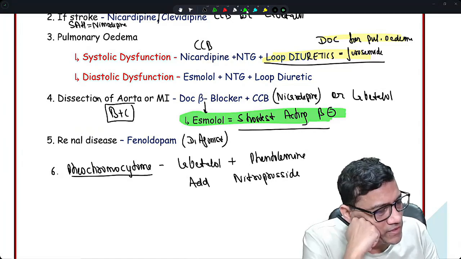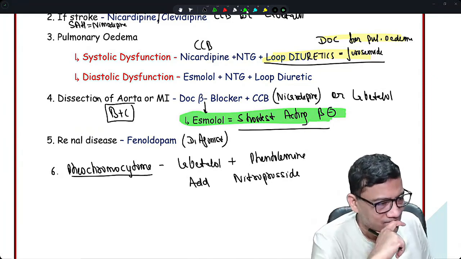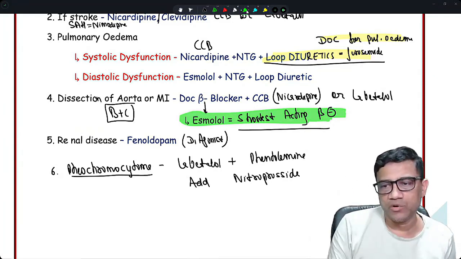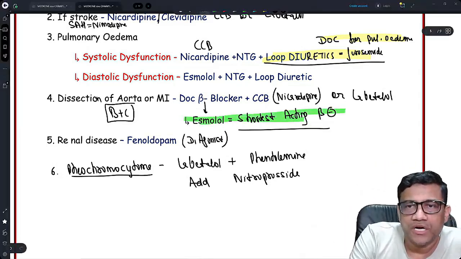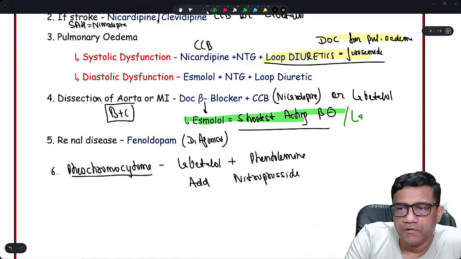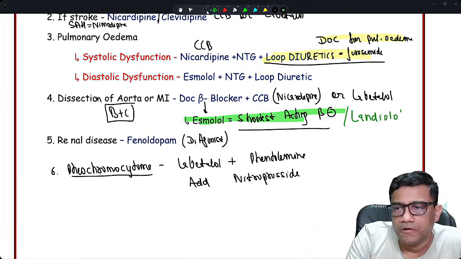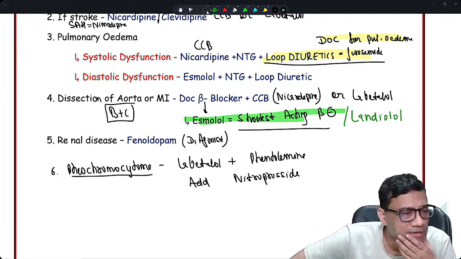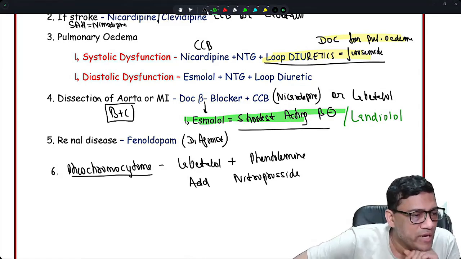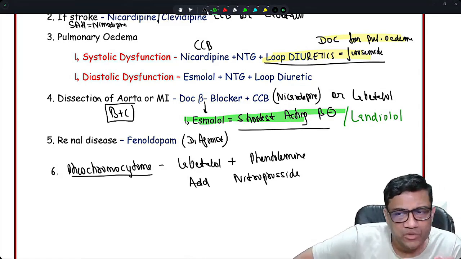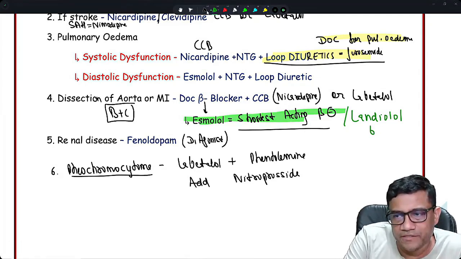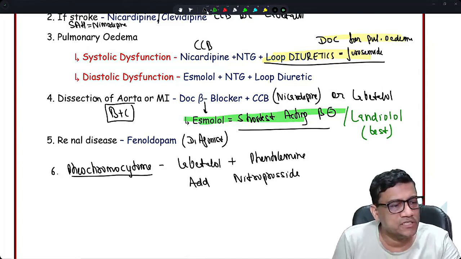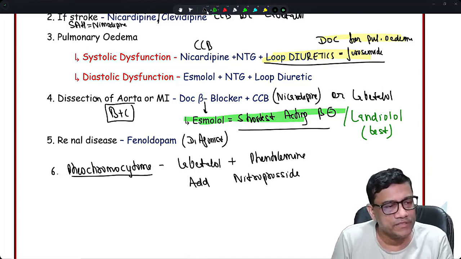So what is the latest one? It is landiolol. Fix this: if by chance the question asks for the shortest acting beta blocker, the answer is landiolol. Are you clear? Its action is just 3 to 4 minutes, so if they ask, it is the better answer. Landiolol is the best answer, acting for just 3 to 4 minutes.